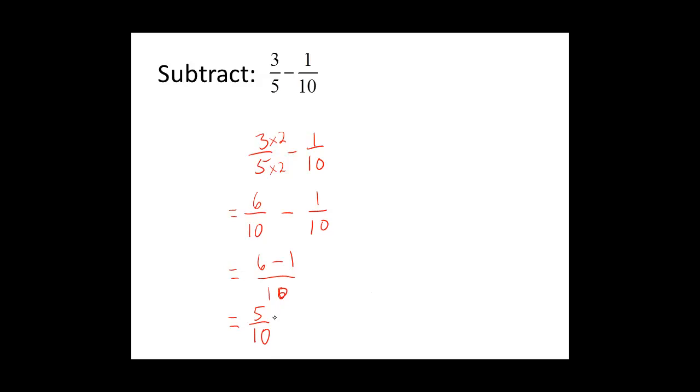We can simplify 5/10. The greatest common factor of 5 and 10 is 5, so we can divide the numerator and denominator by 5. 5 divided by 5 is 1, and 10 divided by 5 is 2. So our answer is 1/2.